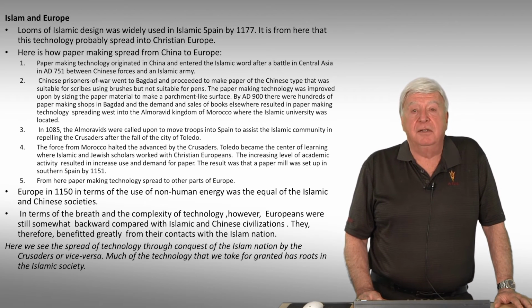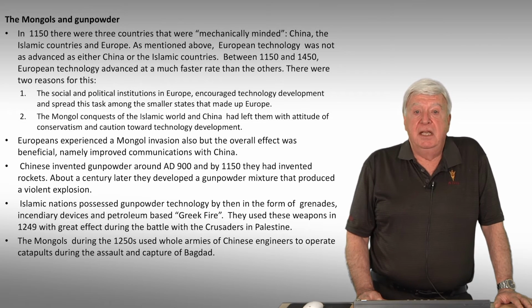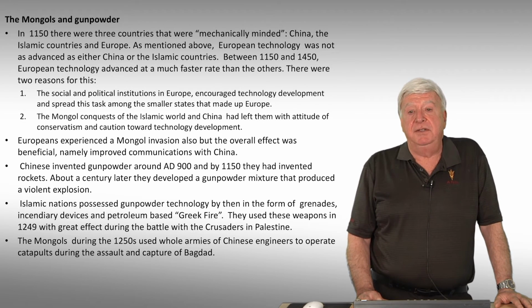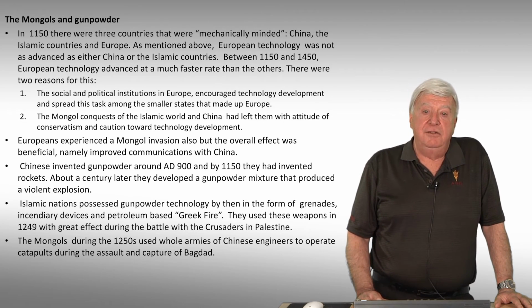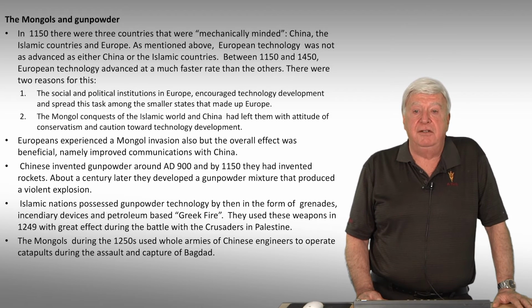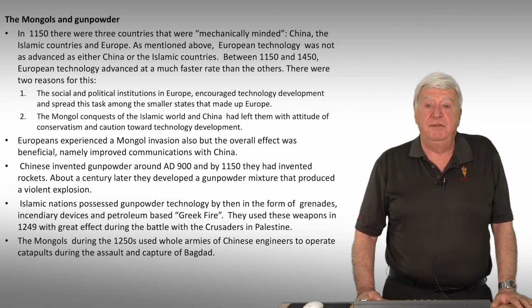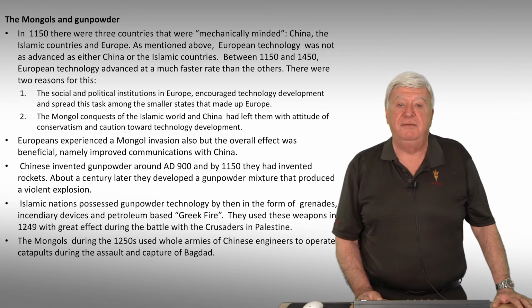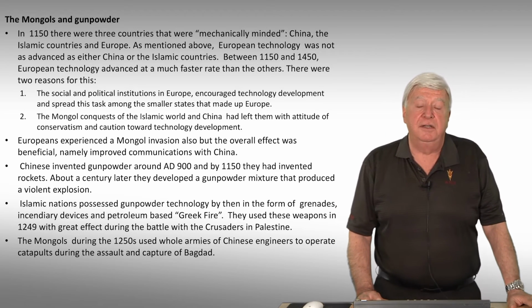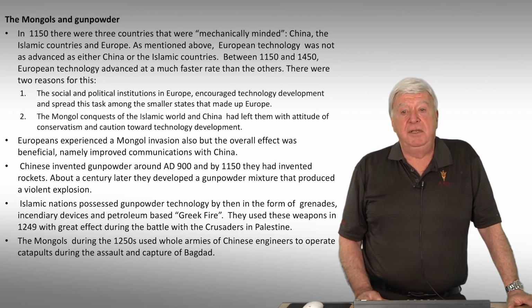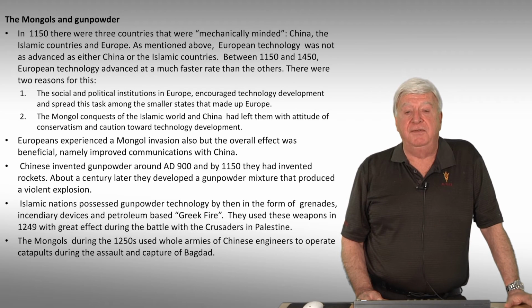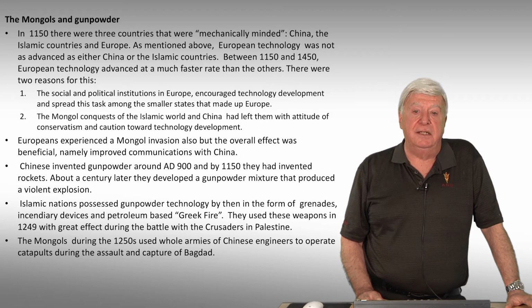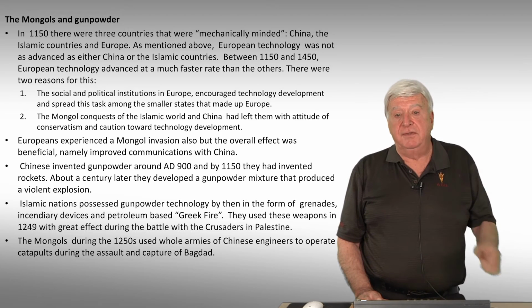Okay, the Mongols and gunpowder. In 1150, there were 3 countries that were mechanically minded: China, the Islamic countries, and Europe. As mentioned above, European technology was not as advanced as either China or the Islamic nations. Between 1150 and 1450, European technology advanced at a much faster rate than others. There were 2 reasons for this.